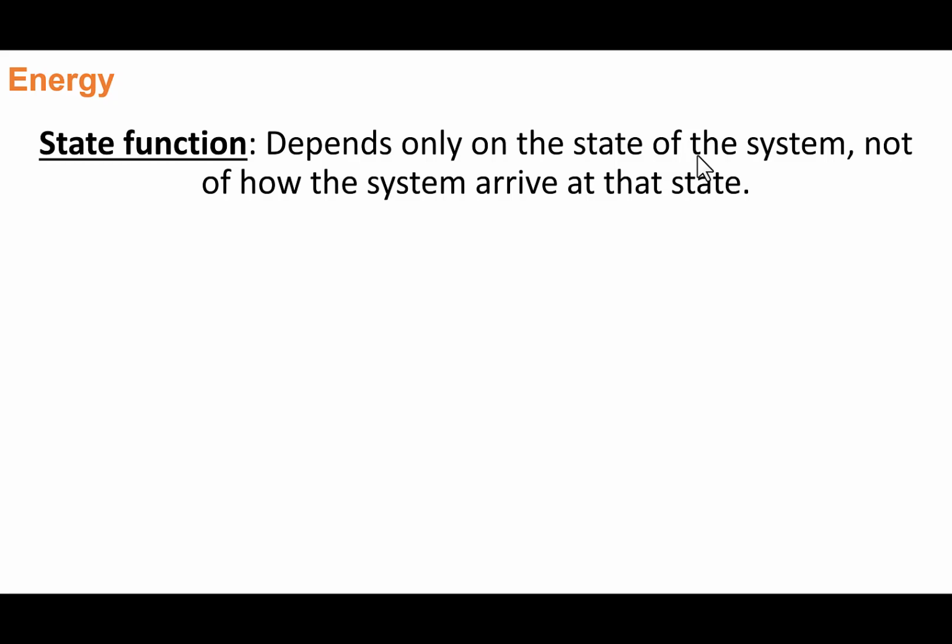Before we can dive into that, we need to understand a little bit something about energy. Energy is what we call a state function. A state function is something that depends only on the state of the system, not how it arrived there. So we don't really care how it got from point A to point B. All we care about is what is point A, what is point B, and then what's the difference between those two points. We don't really care about what happened in the middle.